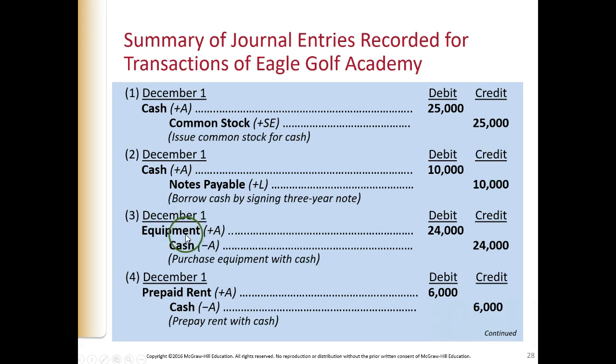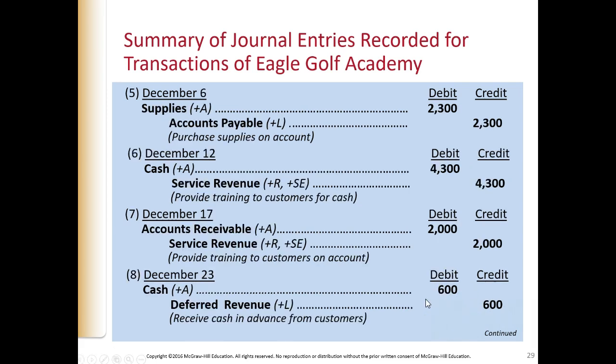December 3rd entry, we increase equipment because we are buying more equipment, so assets increase, but we're using another asset, cash, to pay for it. So we're going to decrease the cash account. So we're going to debit equipment and credit cash. Prepaid rent, again, we're going to debit another asset account, prepaid rent, and credit another asset account called cash. And the debits equal credits. And the accounting equation, like we saw before, still holds true.